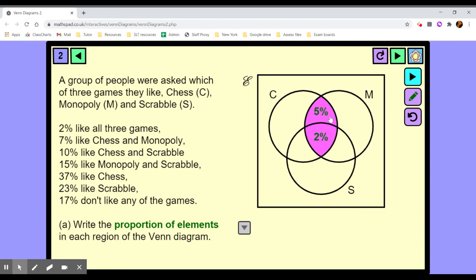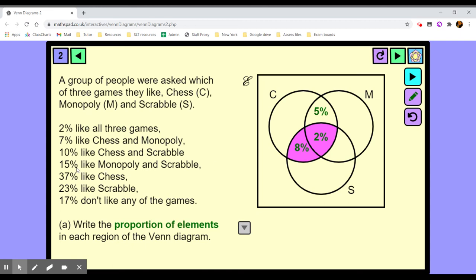We're then told that 10% like chess and Scrabble. So if they like chess and Scrabble, they're going to be in this section here, and that needs to be a total of 10%. Well, we've used 2% in the middle, so the remaining 8% will go in that section.